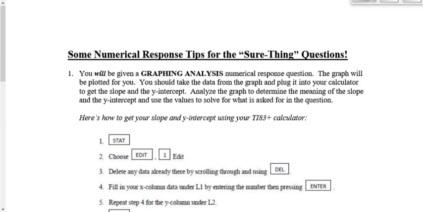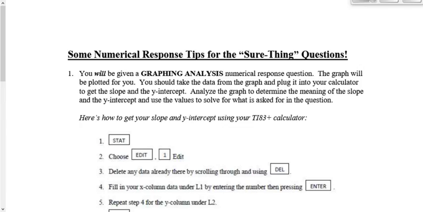I'm going to go through this with you one more time to refresh your memory on how to use your TI-83 or TI-84 or TI-85 calculator to get the slope of a graph and the y-intercept. And then we'll do a little review of something that we've done many, many times before, and that is how to figure out what to do with that value of slope and that value of y-intercept.